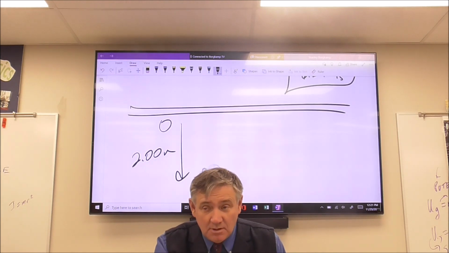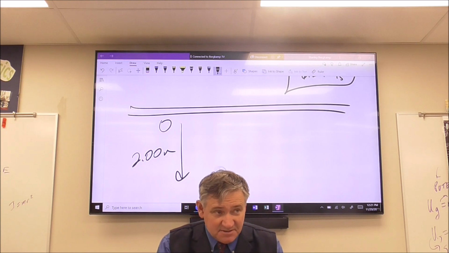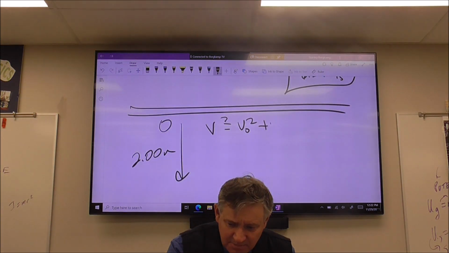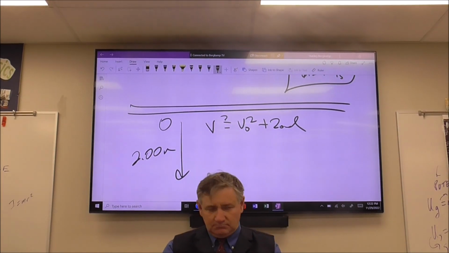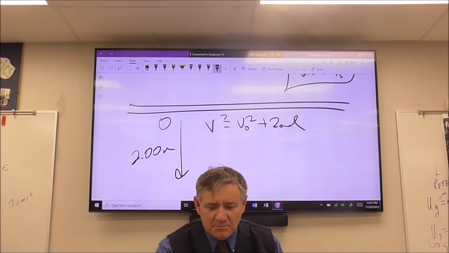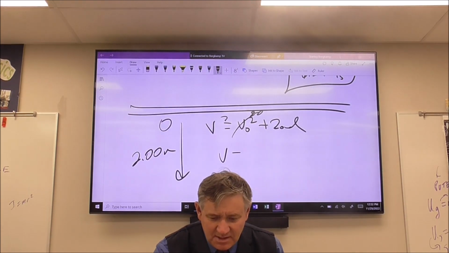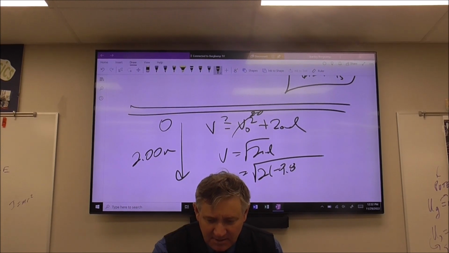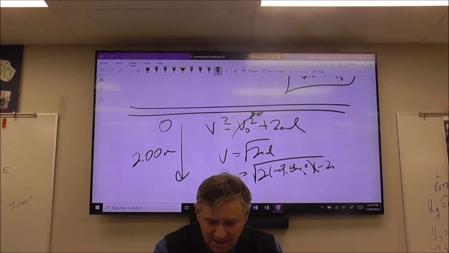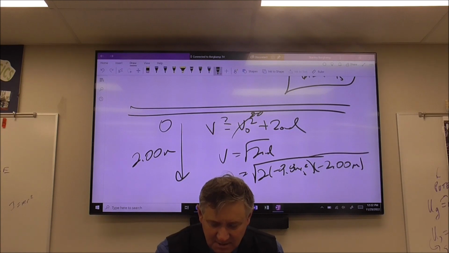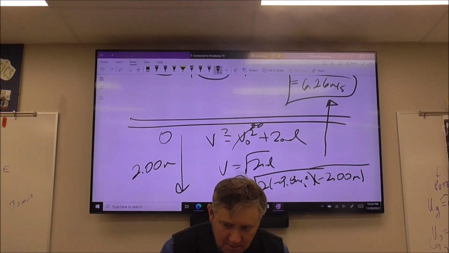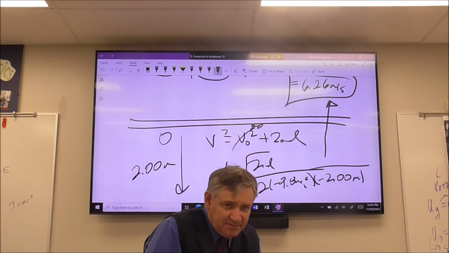So, Topher, what equation am I going to use? You don't know time, but you know distance. This is true. I'm going to use that equation. So I have v squared equals v naught squared plus 2ad. Old school, right? Initial velocity is 0. V equals the square root of 2ad. So I'm going to take 2 times negative 9.8 meters per second squared times negative 2 meters because that's a displacement. And oddly enough, if you do the math, you are going to get 6.26 meters per second. You get the exact same answer.